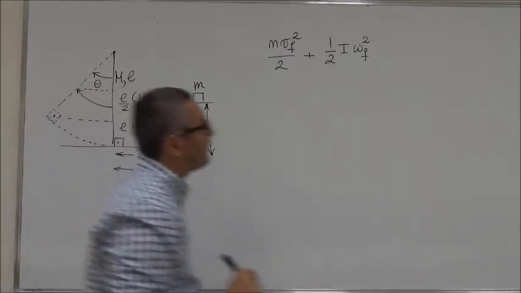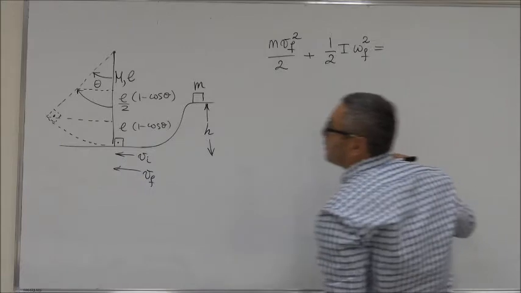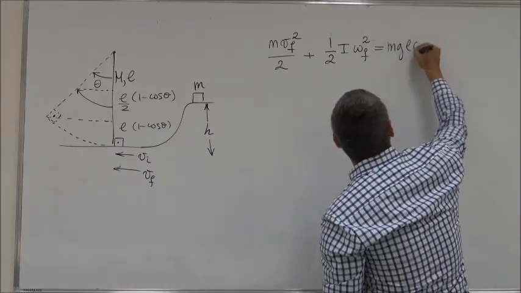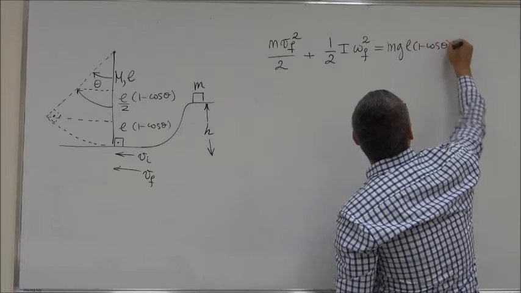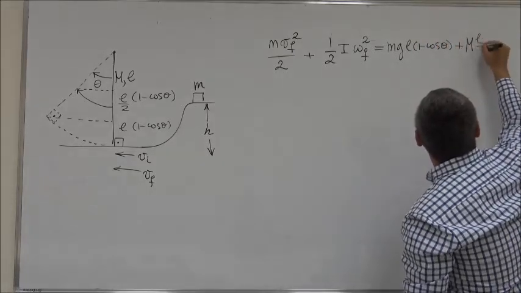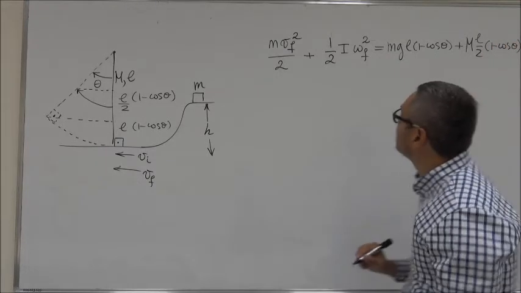So we can say that the potential energy up there is equal to m g L, 1 minus cosine theta, plus big M g L over 2, 1 minus cosine theta.